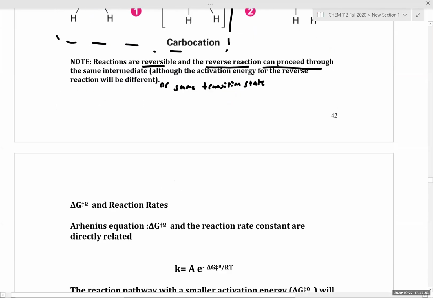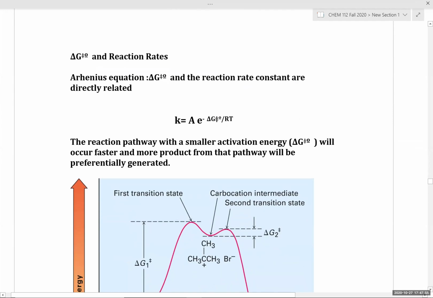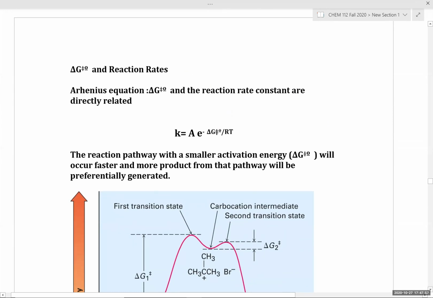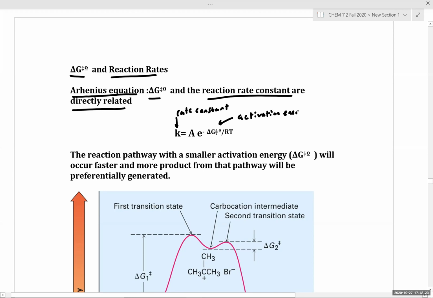Okay, so let's continue our analysis. So the activation energy is intrinsically tied to the reaction rate. Now, the activation energy and the reaction rate are directly related through the Arrhenius equation, where the rate constant is a function of the activation energy and the temperature.